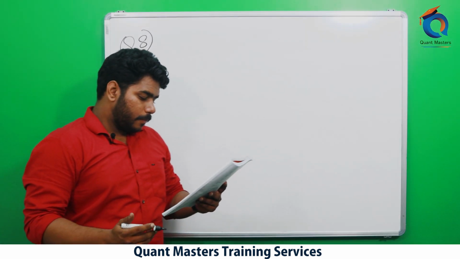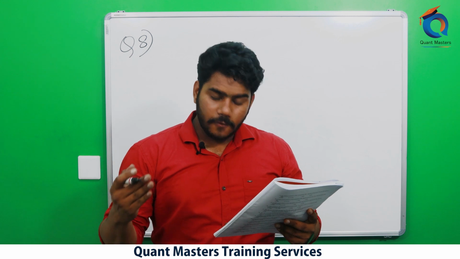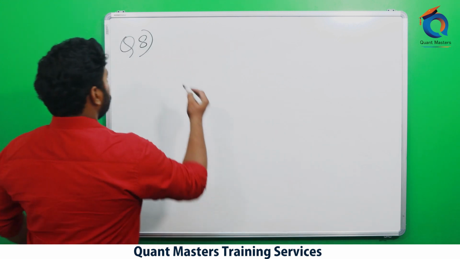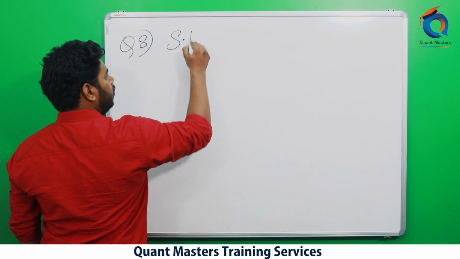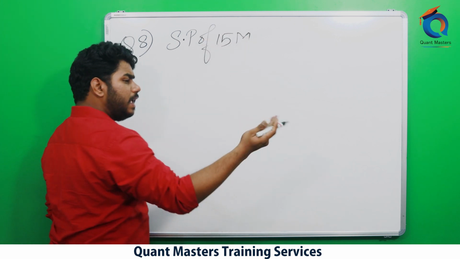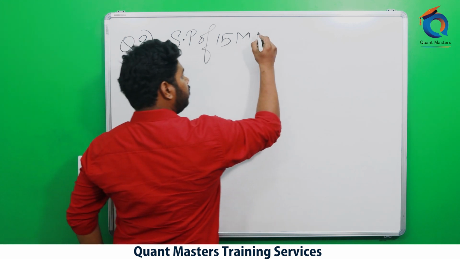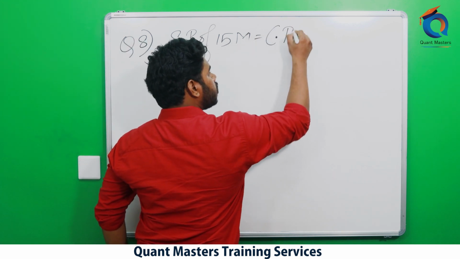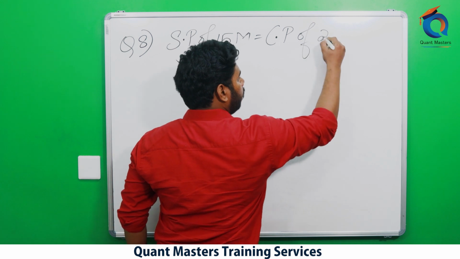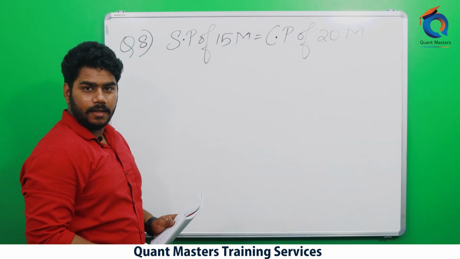The next one. By selling 15 mangoes, a man recovers the cost of 20 mangoes. Find his profit or loss percent. By selling 15 mangoes means, can I say, the selling price of 15 mangoes? He recovers. Recovers means what? He's getting back the amount, which means this is equal to what? Cost means what? Cost price. Cost price of how many mangoes? 20 mangoes. Clear till here?